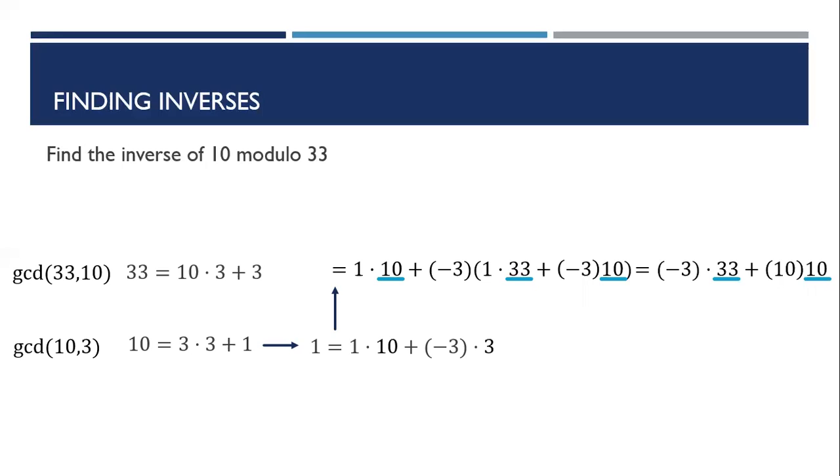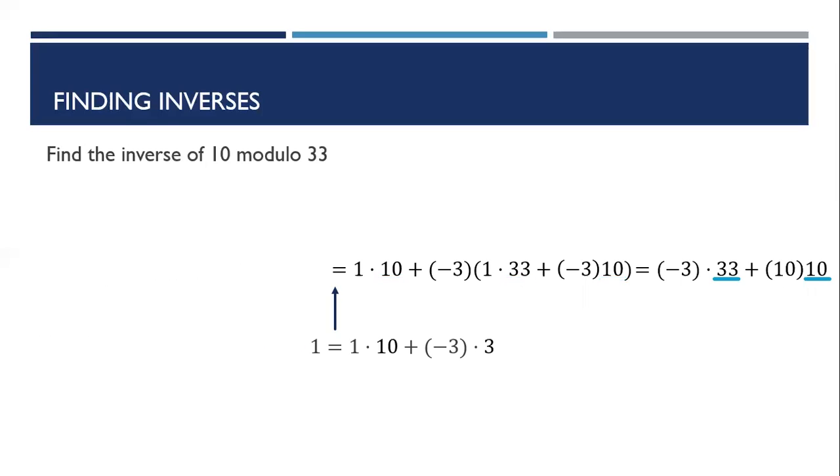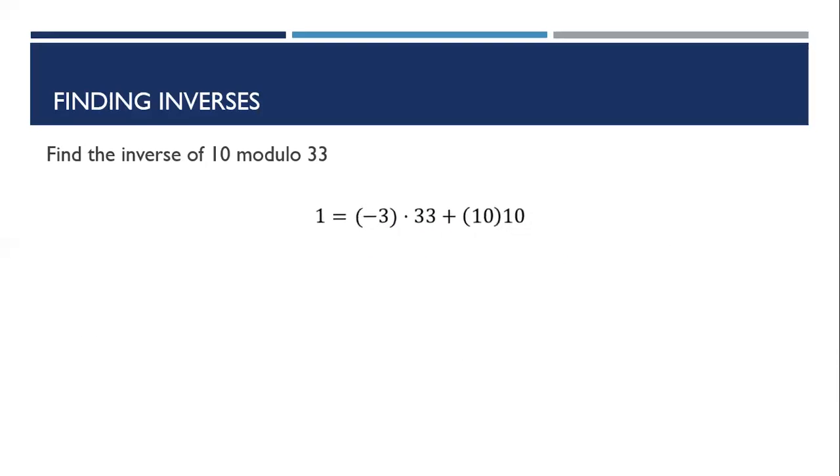So we get this, the second line provides -3 copies of 33 plus 10 times 10. Well, now this is just what we're after, because I've now written 1 as a linear combination of 33s and 10s. In particular, -3 33s and 10 10s. Well, we're after finding that inverse.